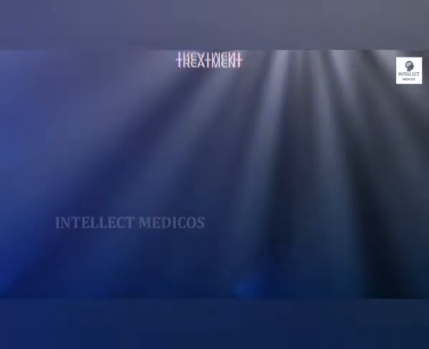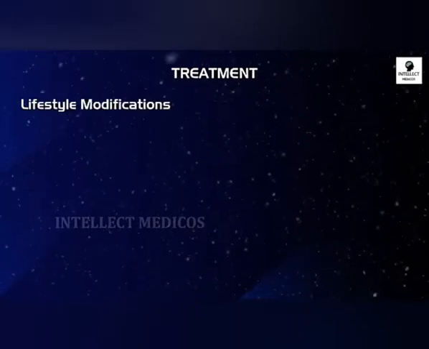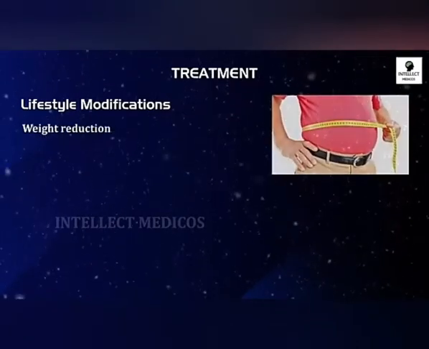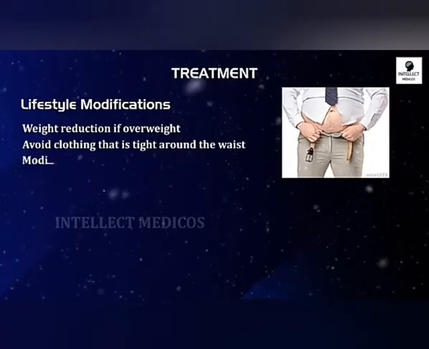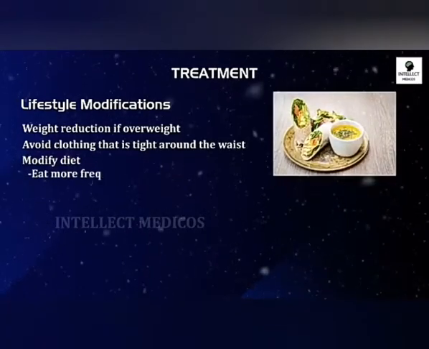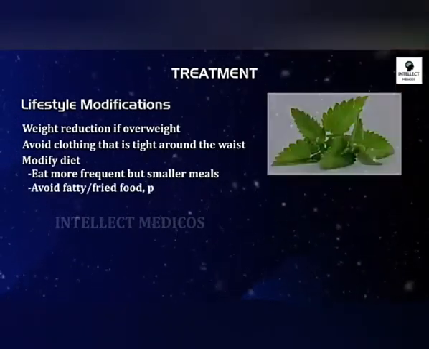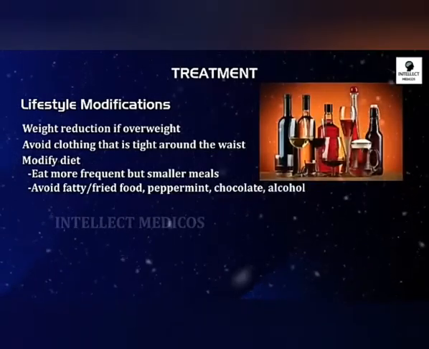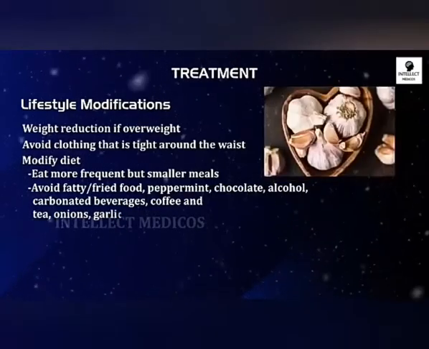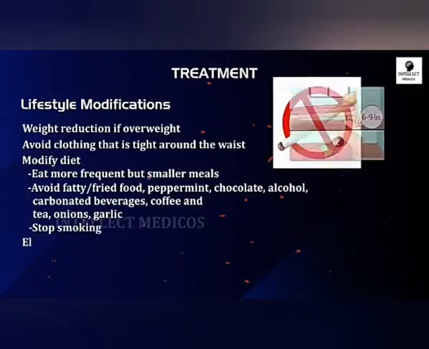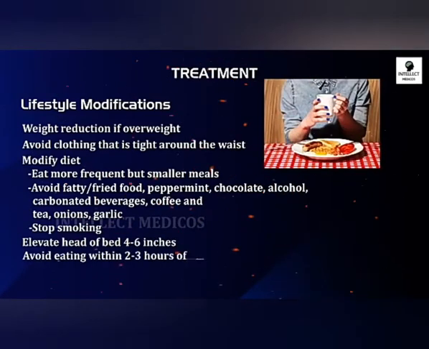Now the next topic is treatment. The most important in treatment is lifestyle modification. So weight reduction to be done if overweight, avoid clothing that is tight around the waist, modify diet in which you eat more frequently but have smaller meals, try to avoid fatty or fried food, peppermint, chocolates, alcohol, carbonated beverages, coffee and tea, onion, garlic, and also stop smoking. Elevate the head of the bed 4 to 6 inches and try to avoid eating within 2 to 3 hours of bedtime.